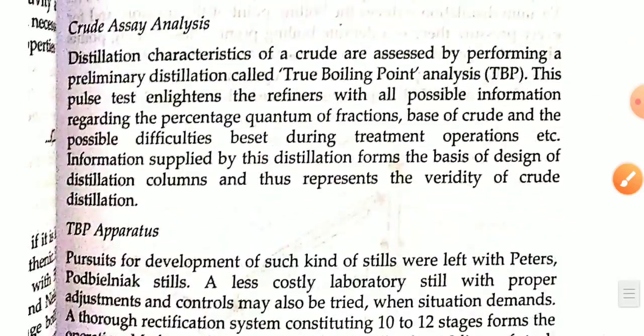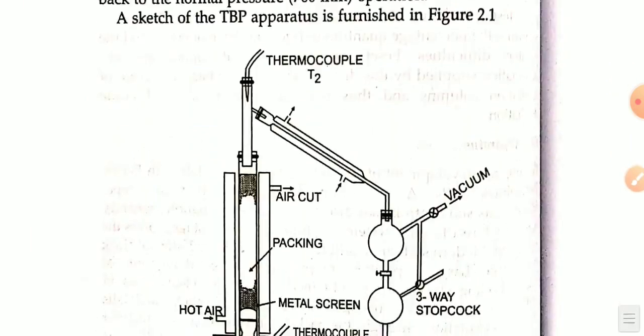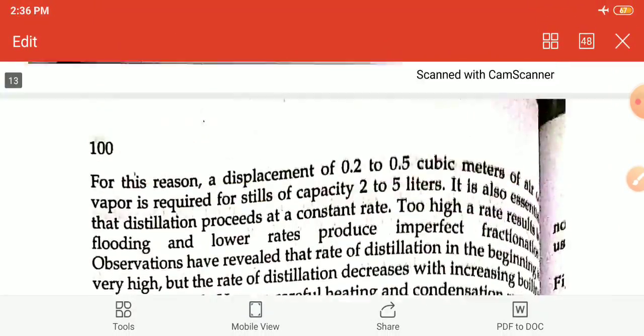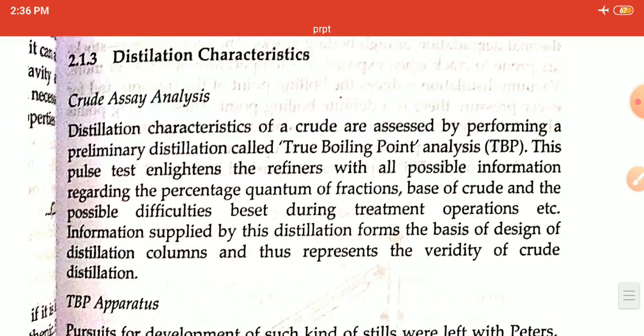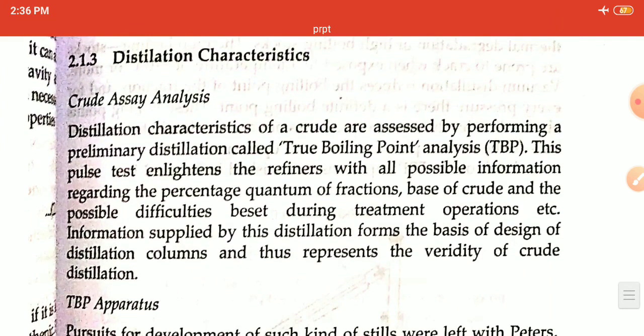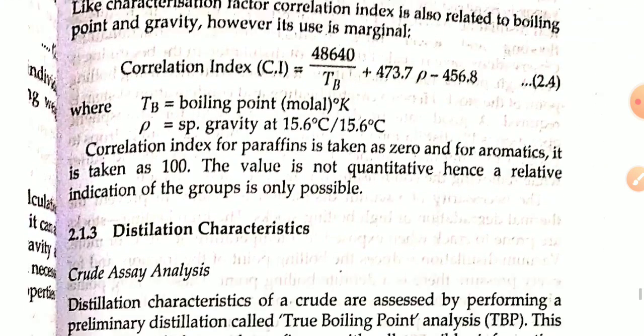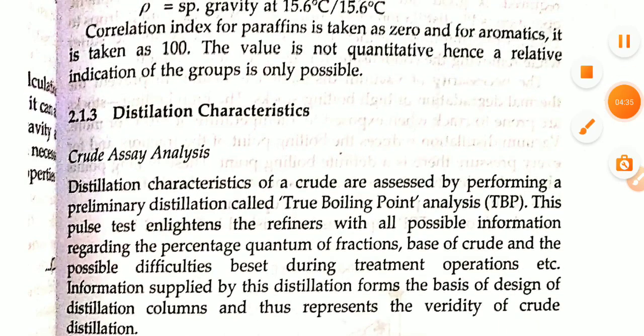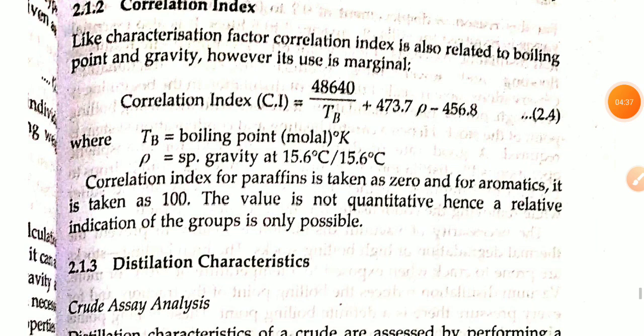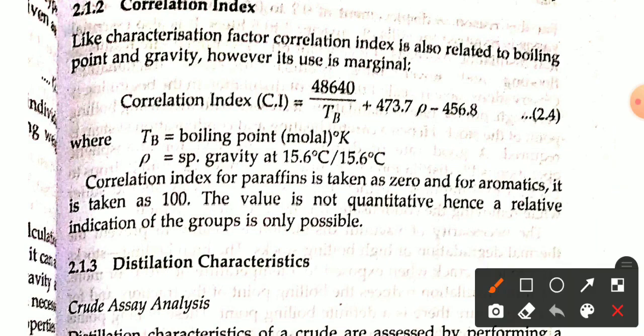Now we will see the important part, distillation characteristics. In it we saw crude assay analysis and correlation index in detail, like the characterization factor and correlation index. Okay, most important, look once again with the equation.